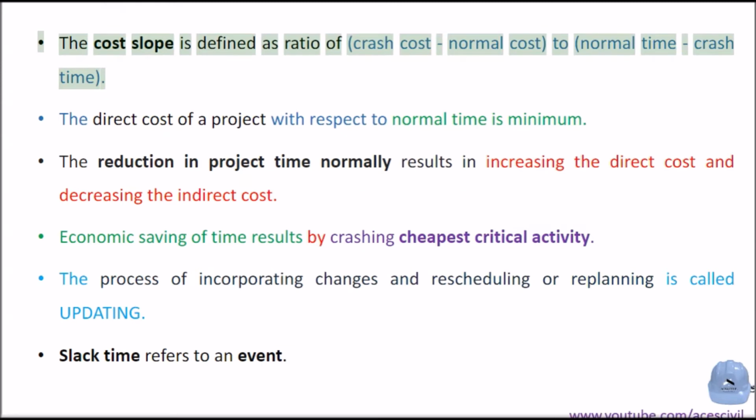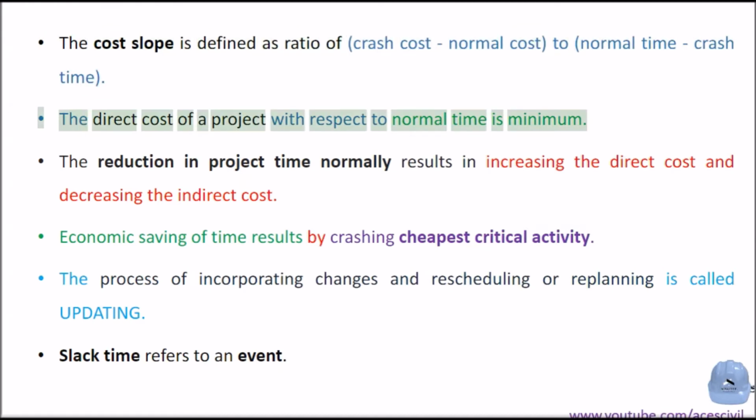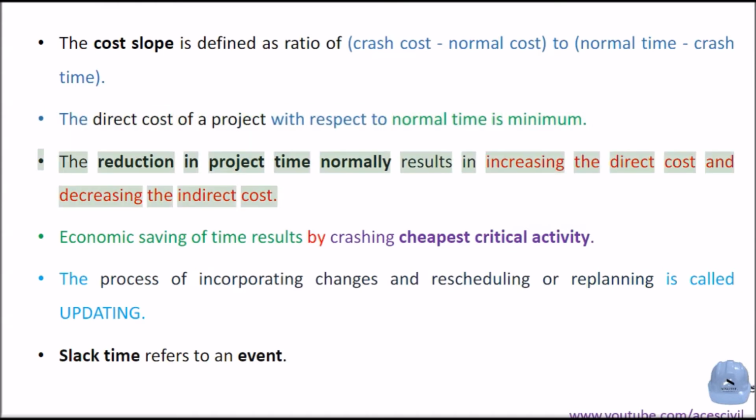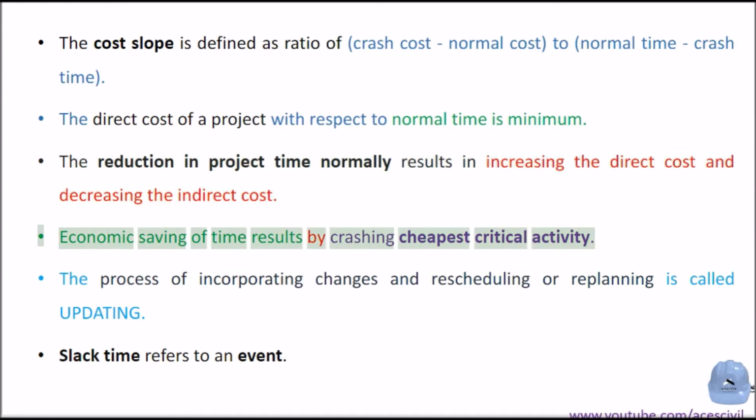The cost slope is defined as the ratio of crash cost minus normal cost to normal time minus crash time. The direct cost of a project with respect to normal time is minimum. The reduction in project time normally results in increasing the direct cost and decreasing the indirect cost. Economic saving of time results by crashing the cheapest critical activity.